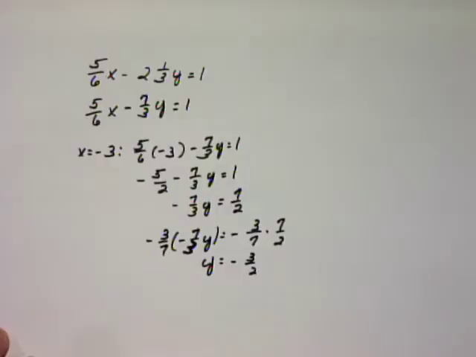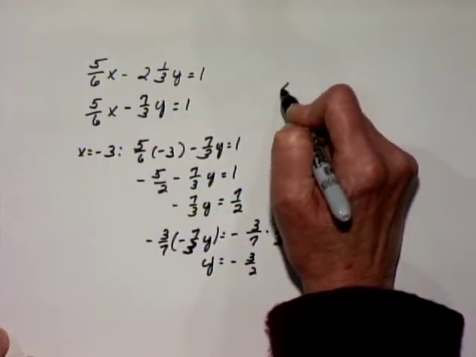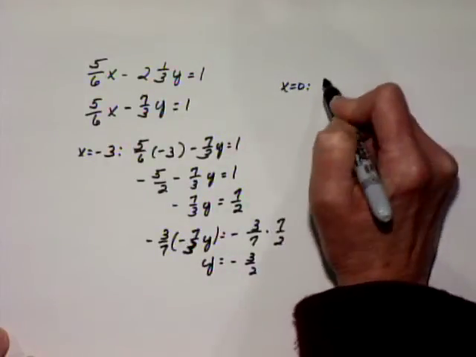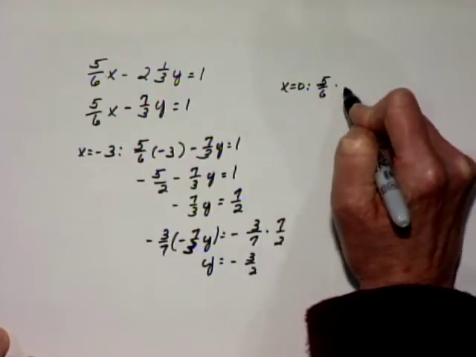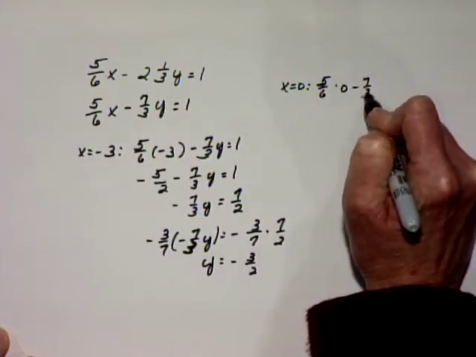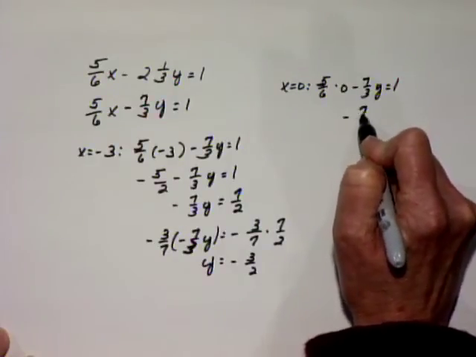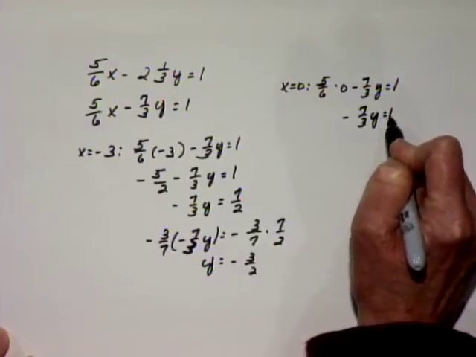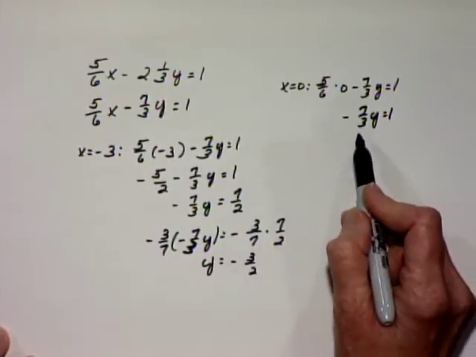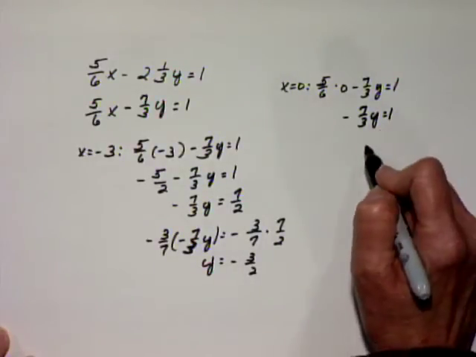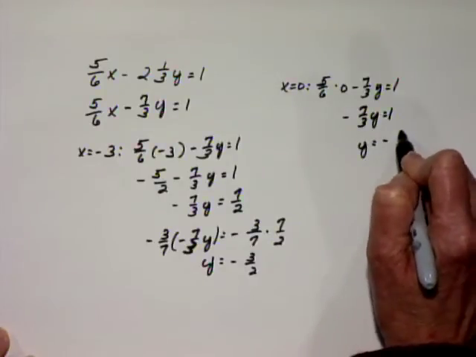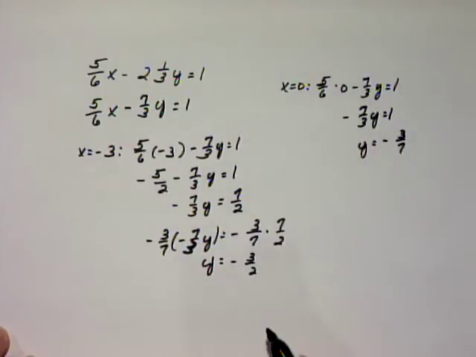Now let's let x equals 0. When x is 0, I have 5/6 times 0 minus 7/3 y equals 1. This is 0, so I have -7/3 y equals 1. And when I multiply both sides by the reciprocal of -7/3, -3/7, I get y is equal to -3/7.